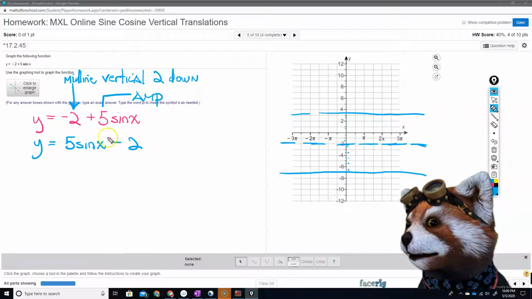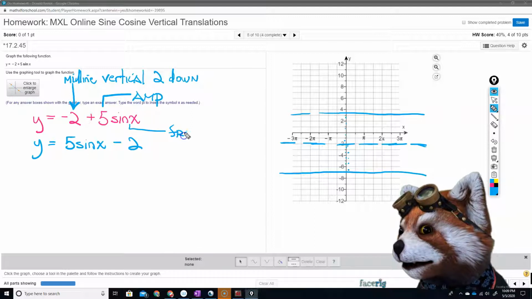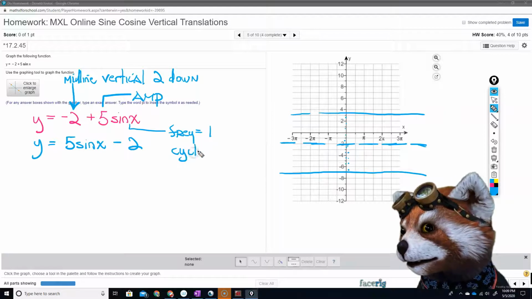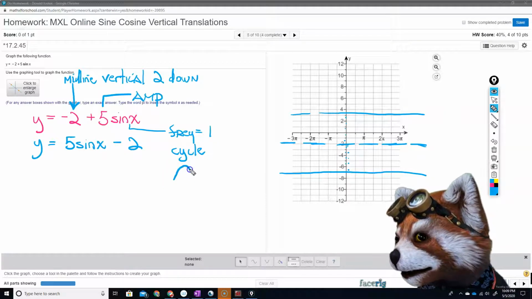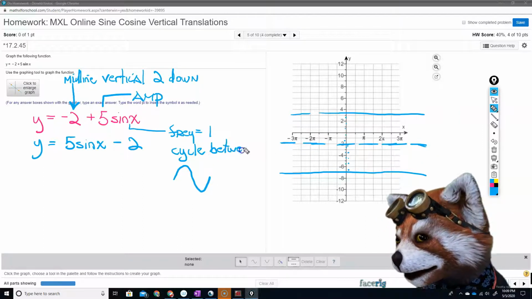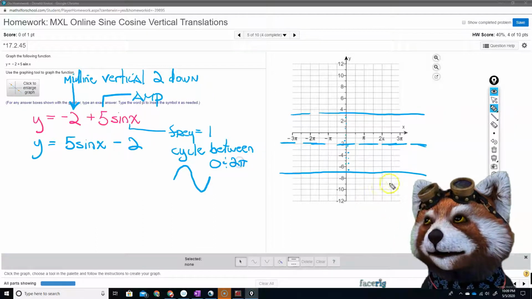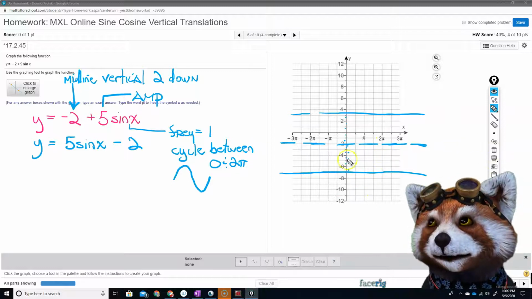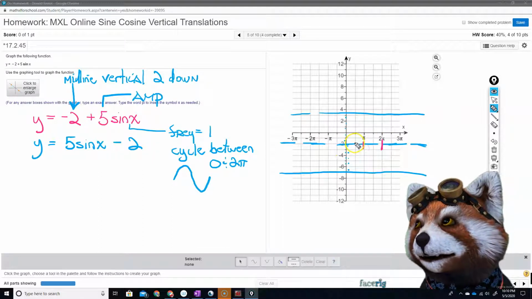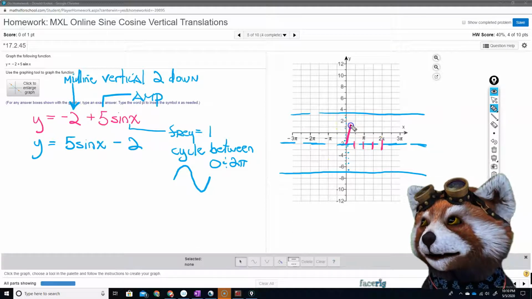Our frequency, right in front of that x, there's nothing there, so it's a 1. So that means we're going to see one cycle of sine. Remember, sine looks like this, between 0 and 2 pi. Right? So there's 2 pi. So I'm just going to cut this into 4 little pieces. And then my sine graph would look something like this.